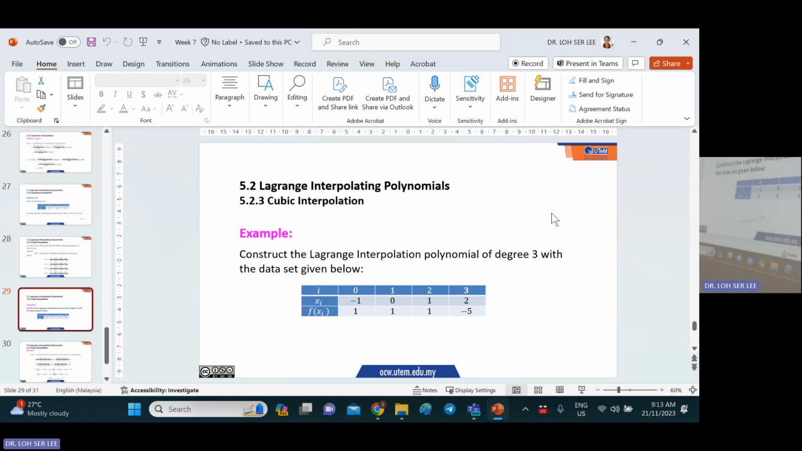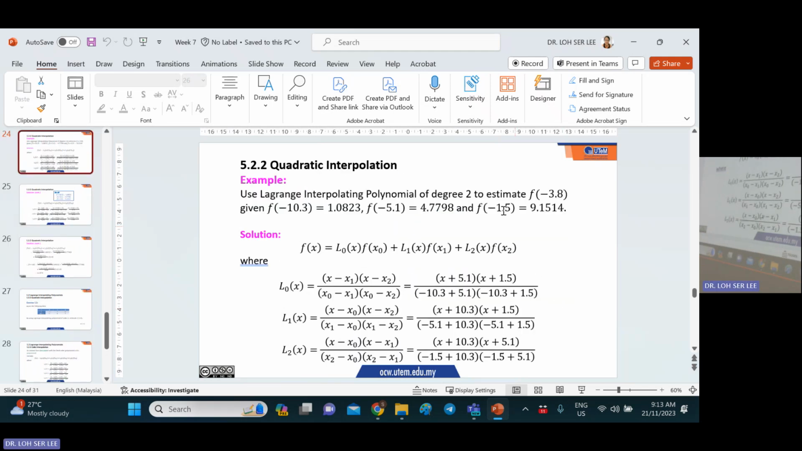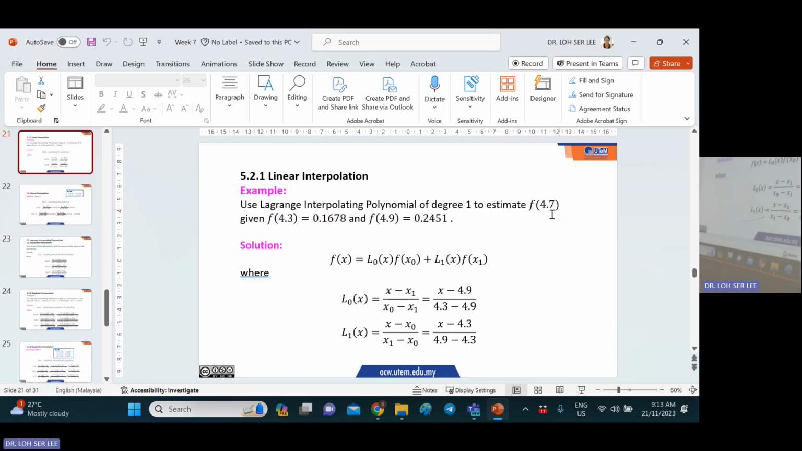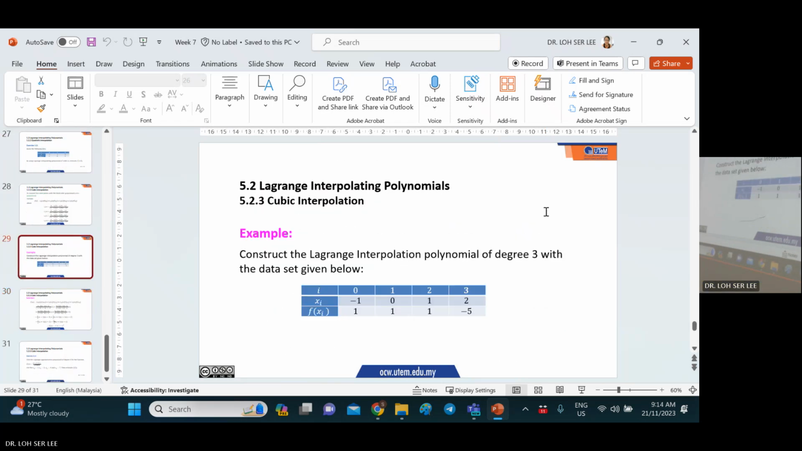For the previous question, you are asked to estimate an intermediate value for x. Estimate, right? You see all the examples just now: estimate. You are asked to estimate the intermediate value from the independent variable. But for this example, you are not asked to estimate anything.